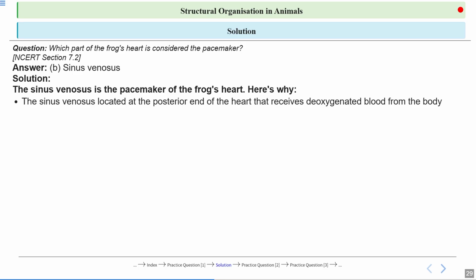So they have the superior vena cava that comes from the upper part of the body, and that is why it is called superior. And there is also the inferior vena cava that comes from the lower parts of the body. Inferior means lower. Now, both these vena cava join at the posterior part of the heart, and they form a triangular shaped sinus venosus.